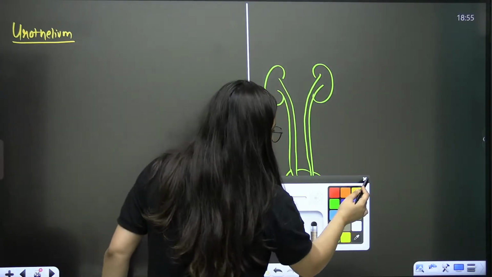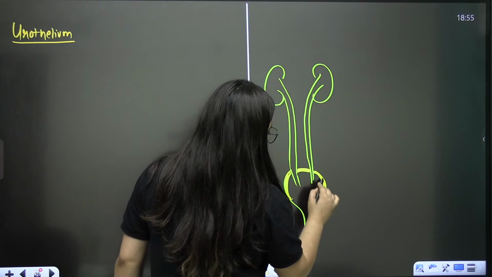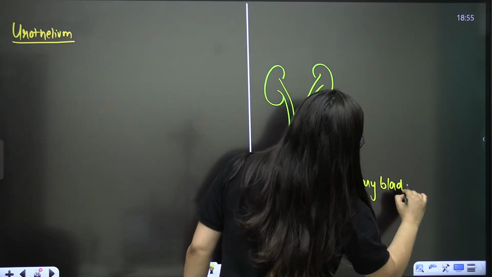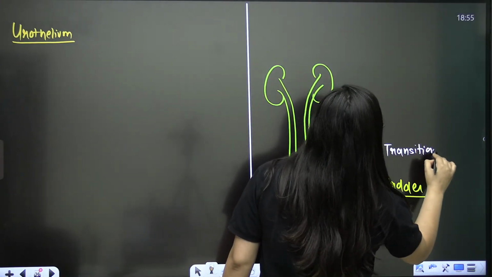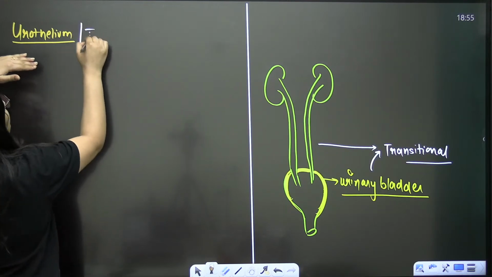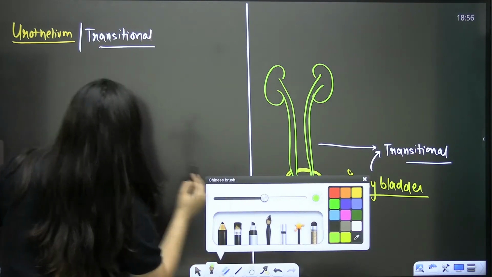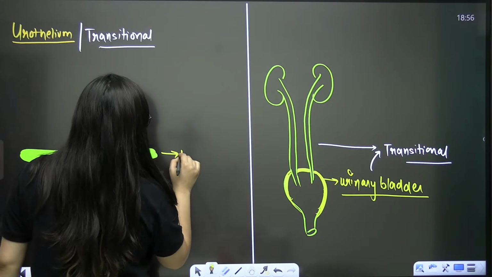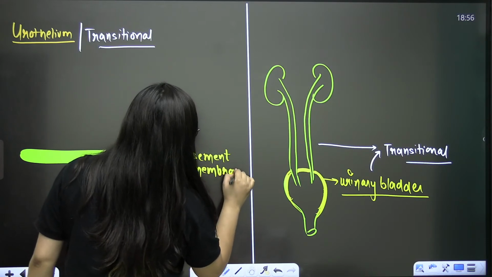So when we discuss this urinary bladder, you will see it is lined with this transitional epithelium. Even some part of the ureter is also lined with this transitional epithelium. So when you talk about the transitional epithelium or the urothelium, it contains many layers, obviously. First of all, here we will have the basement membrane.